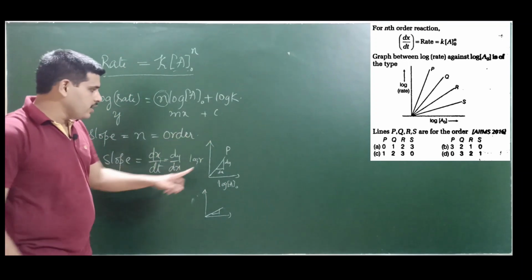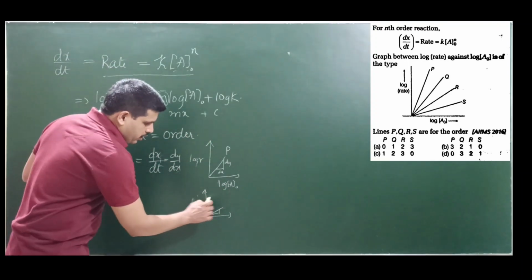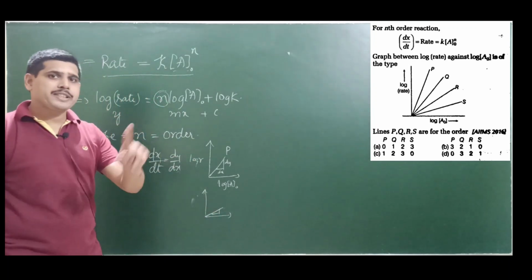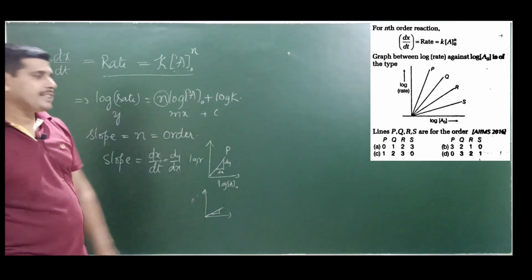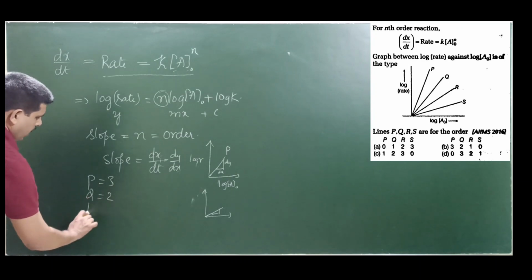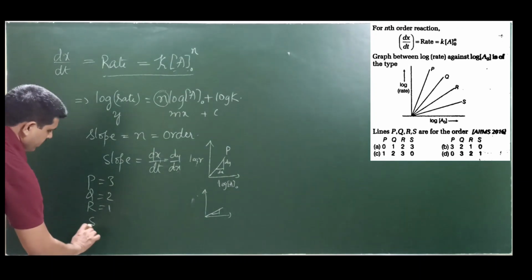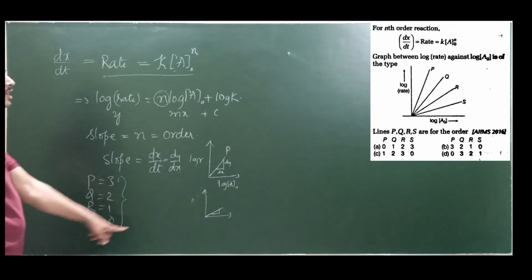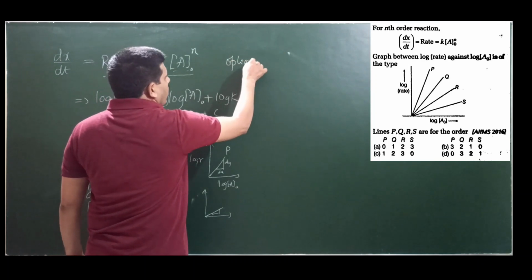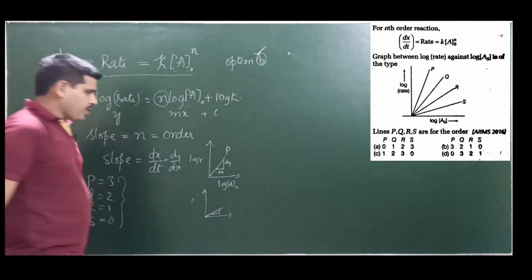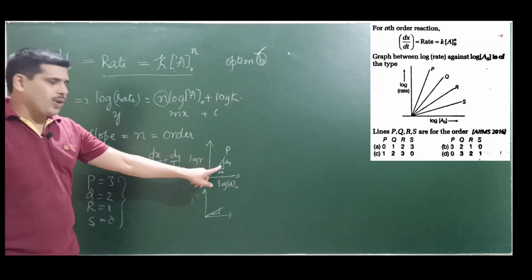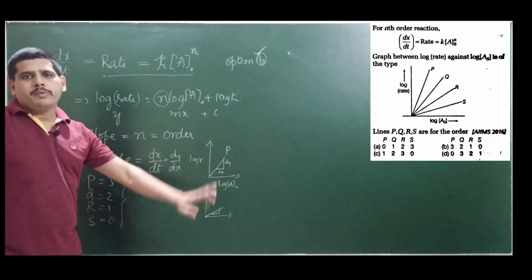So now it's very clear: as the graph is almost close to the y-axis, the slope will be maximum, and almost close to the x-axis, the slope is minimum. So thereby the order of p, q, r, s is supposed to be p equal to 3, q equal to 2, r equal to 1 and s equal to 0. So this is the order, and therefore option B is the right one. So the conclusion is that option B is the right choice. Hope you got why it is so. Slope equals n, which is the order. So as the slope is more, the order will be more. That's it.